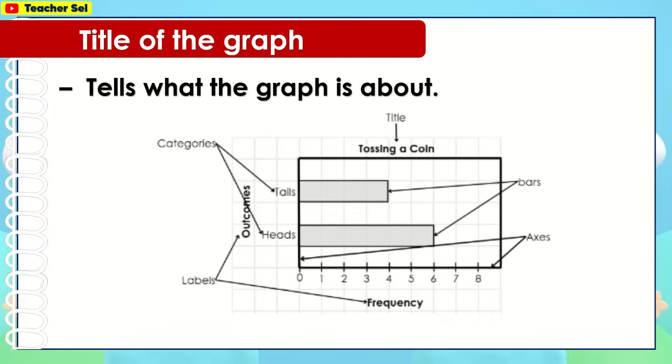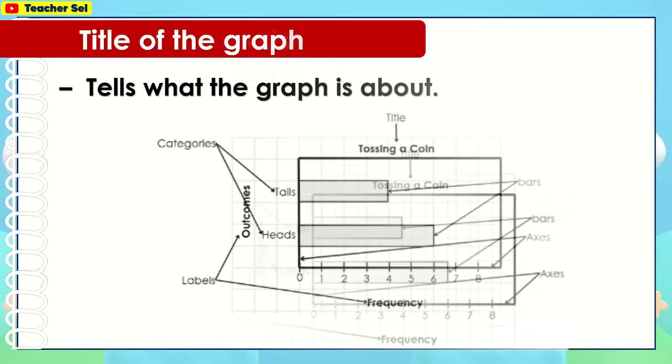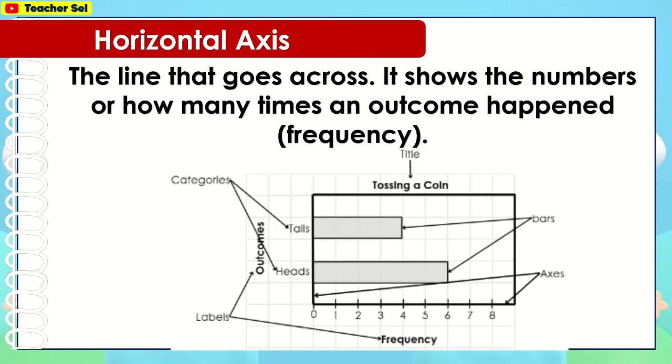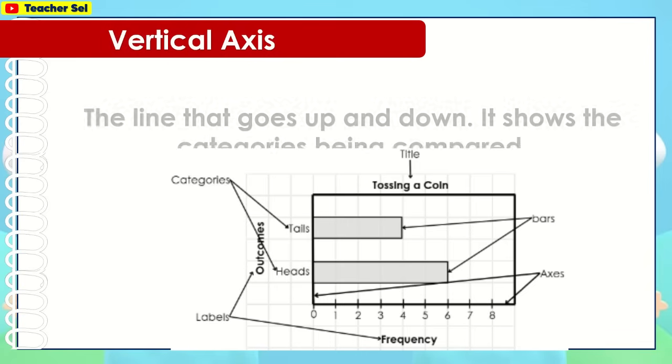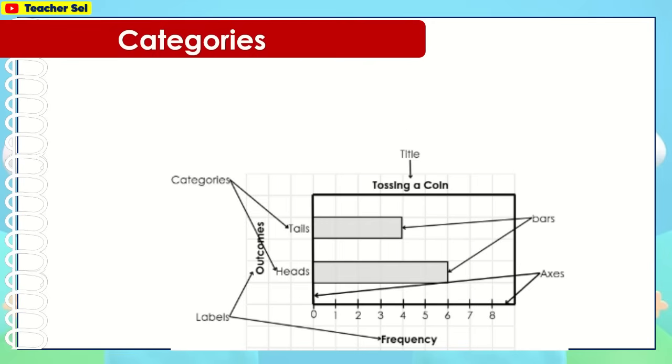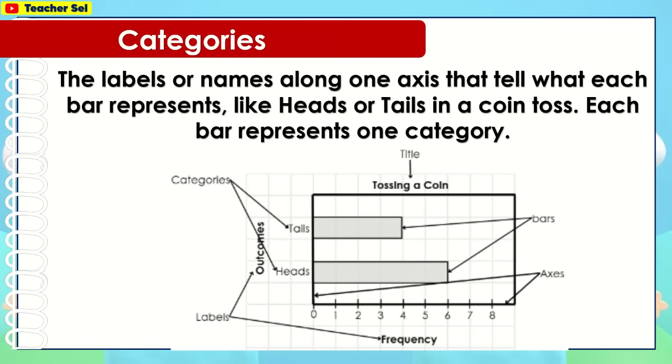Title of the graph tells what the graph is about. Horizontal axis, the line that goes across. It shows the numbers or how many times an outcome happened. Frequency. Vertical axis, the line that goes up and down. It shows the categories being compared. Categories, the labels or names along one axis that tell what each bar represents, like heads or tails in a coin toss. Each bar represents one category.